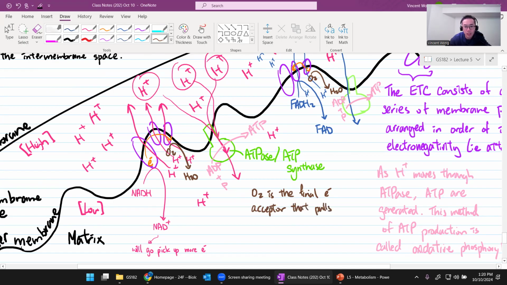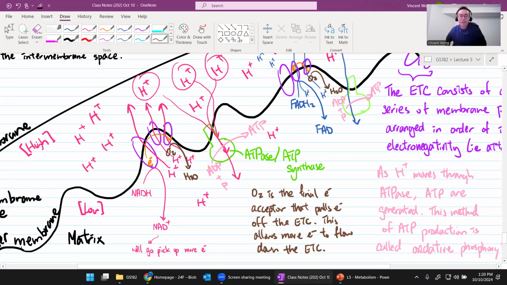That pulls the electron off the ETC. This allows more electrons to flow down the ETC. And that's why we have to breathe.